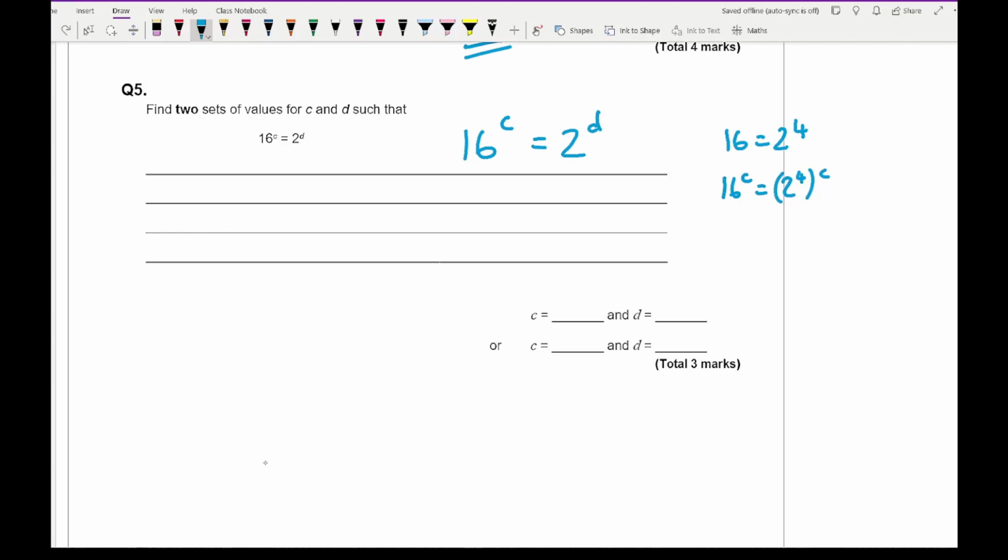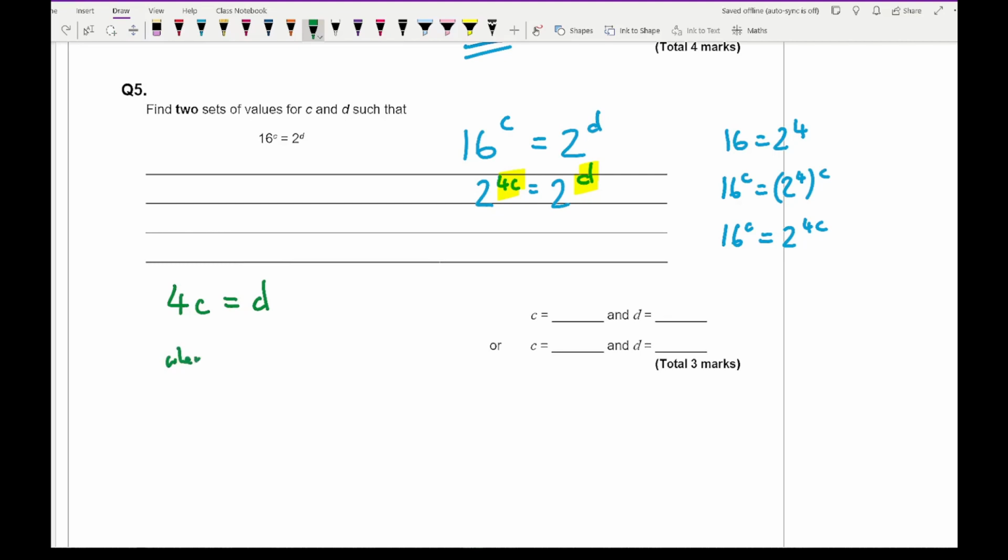And then when I've got brackets, I can multiply the powers. So then what this becomes, 16^C equals 2^(4C). So swapping that, I get 2^(4C) equals 2^D. And then from this, what I notice is that if the base numbers are the same, then the powers must equal. So I've got 4C equals D. Now for this, all I need to do is just make up a number for C and work out D. So you can pick absolutely any number for C, but I'm going to keep it simple.